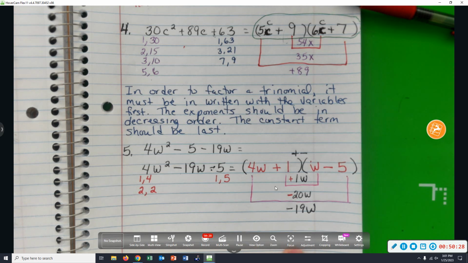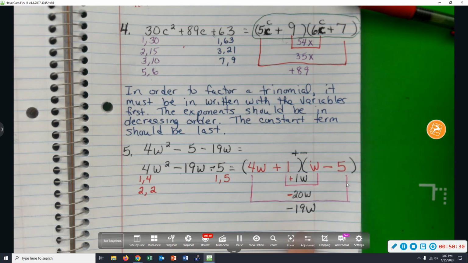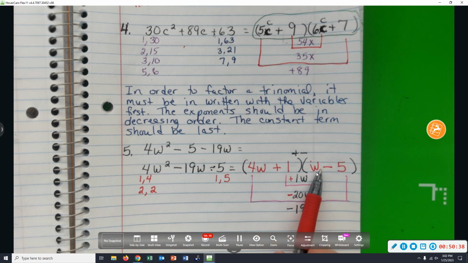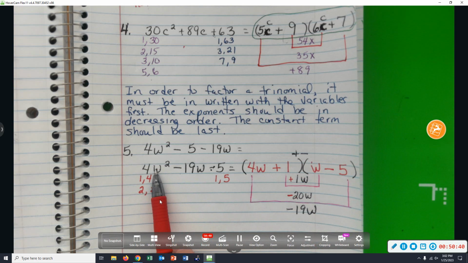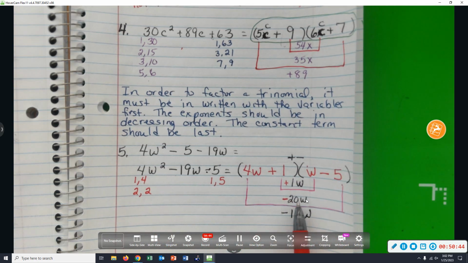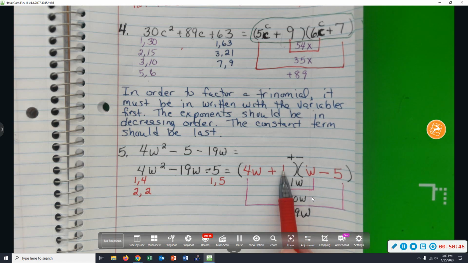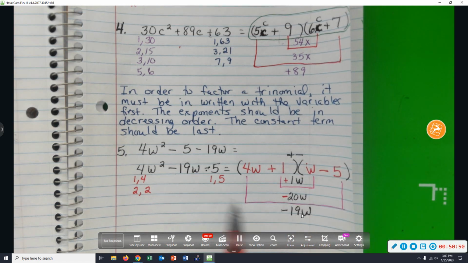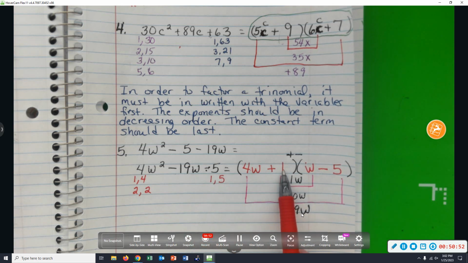Y'all want to FOIL that out and make sure it gives back 4w squared minus 19w minus 5? Well, we'll just FOIL it out verbally. 4w times w is 4w squared. Now the outer would be a negative 20w. The inner would be a positive 1w, so that is giving me a negative 19w. And then negative 5.